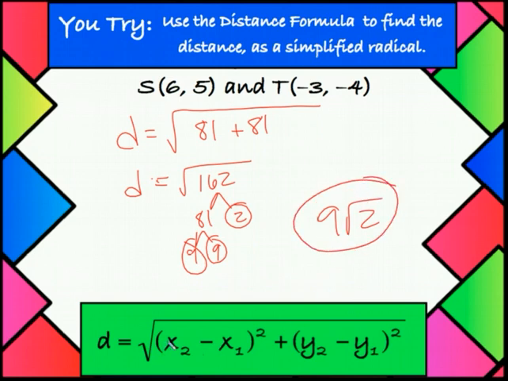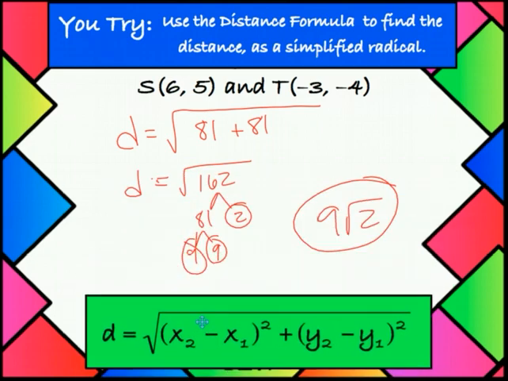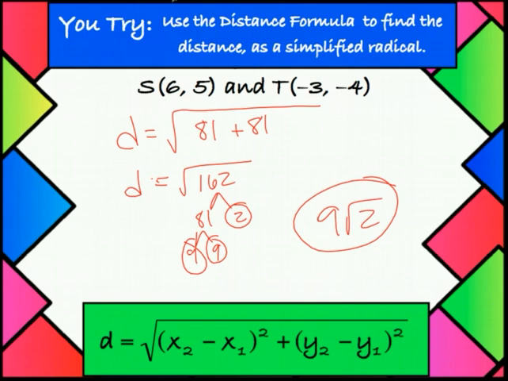Now, if you want, you can type this whole thing in your calculator. Just don't type the radical, because then it will take the square root of 162 and get a decimal, which I think is about 12.7. And that's not going to be right on these simplified radical problems. But you could do it without the radical, get the 162, and then break that down if you want.